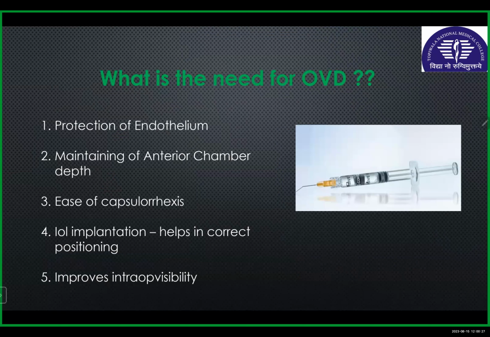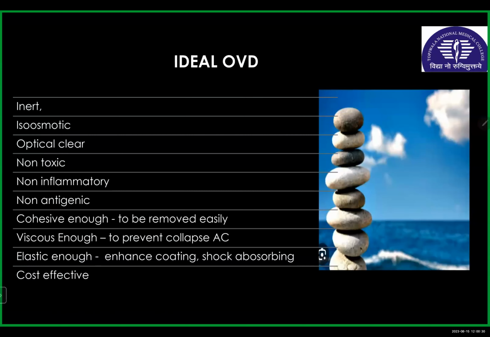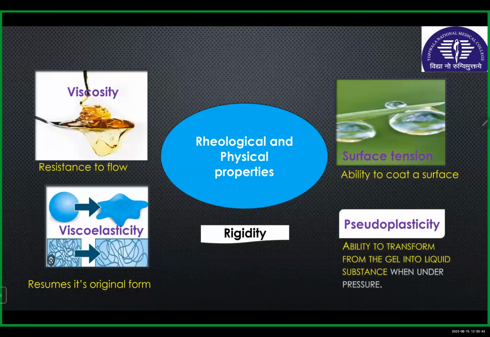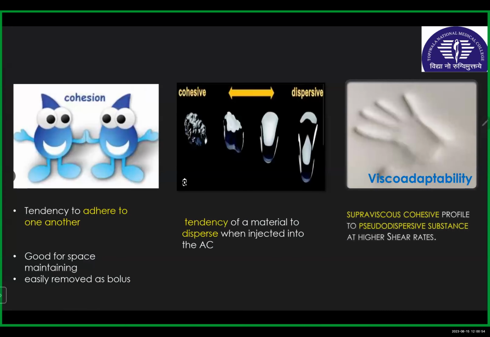It improves intraoperative visibility. An ideal OVD should be inert, isoosmotic, non-toxic, non-inflammatory, cohesive enough to be removed easily, viscous enough to prevent the collapse of the anterior chamber, elastic enough to enhance coating and shock absorption, and cost effective. There are some rheological and physical properties of OVDs: viscosity, viscoelasticity, pseudoplasticity, surface tension and rigidity, cohesiveness and dispersiveness. Cohesiveness is the tendency to adhere to one another. It is important for space maintenance. Dispersiveness is the tendency of a material to disperse when injected into the anterior chamber, and viscoadaptability.